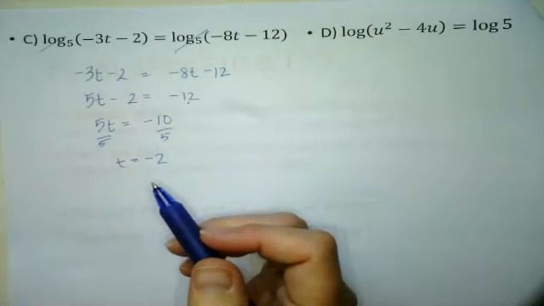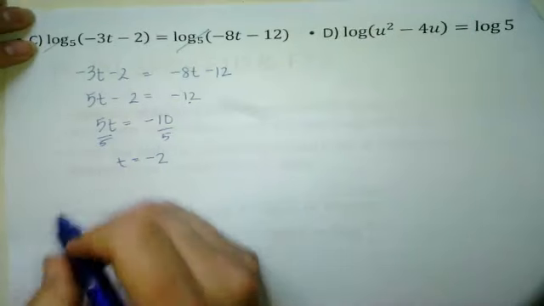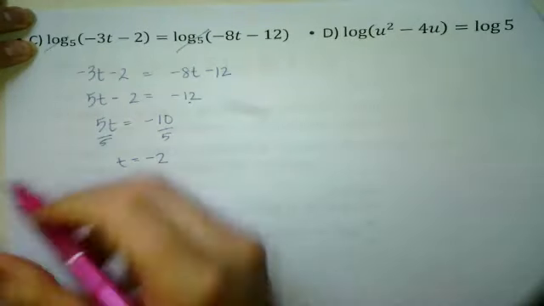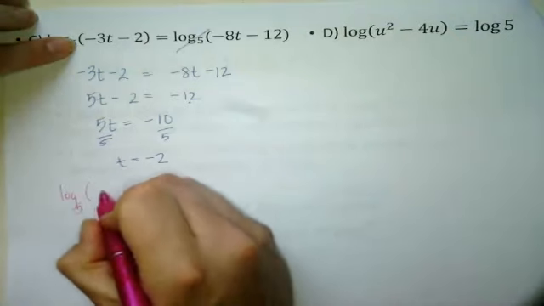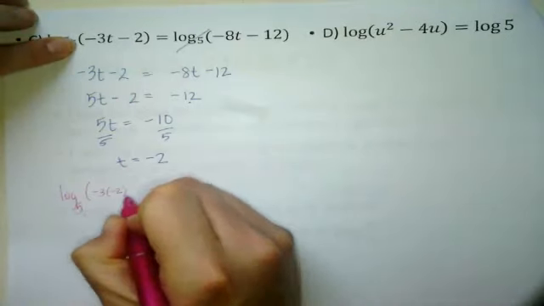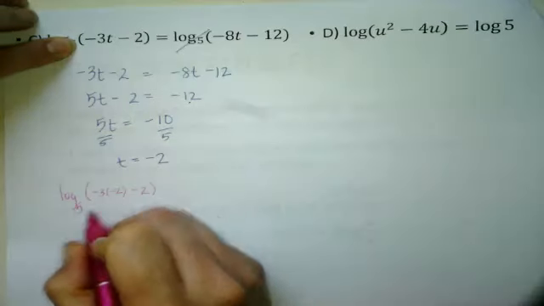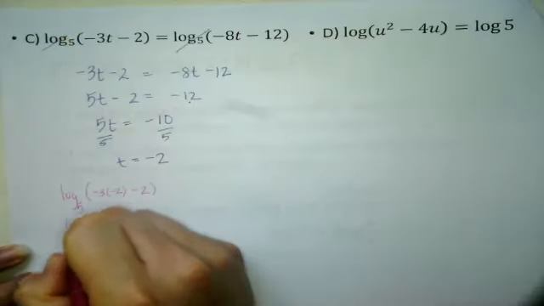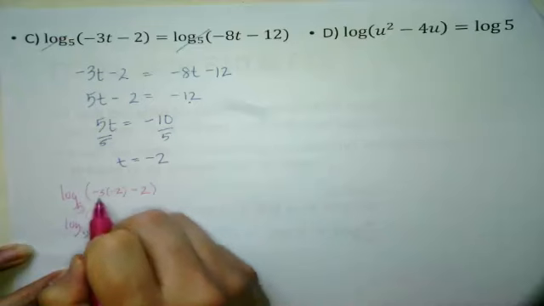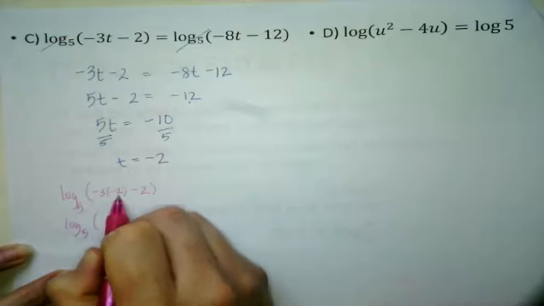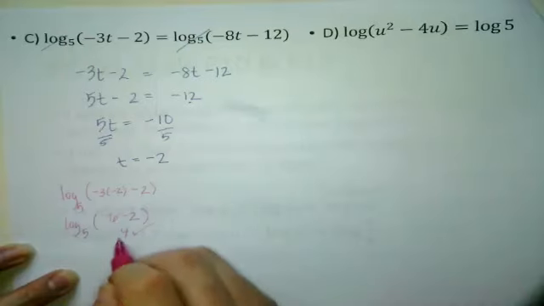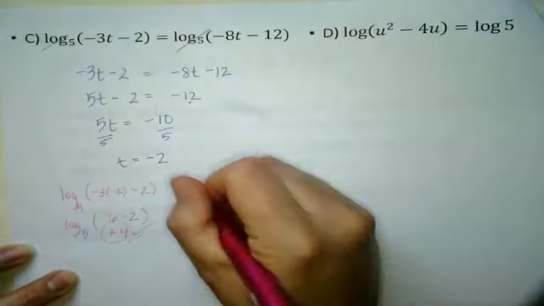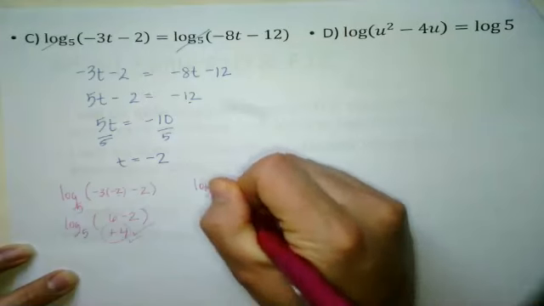Well, I definitely want to check that and see what happens when I plug it in. So I'm going to just do a little check here. Log base 5 of negative 3, plugging in negative 2 minus 2. I really need to make sure that this is not a negative value. Negative 3 times negative 2 is 6 minus 2 is 4. That is okay. That is a positive 4. That's good.